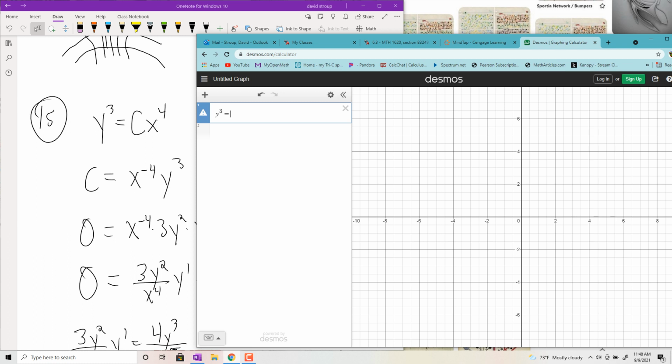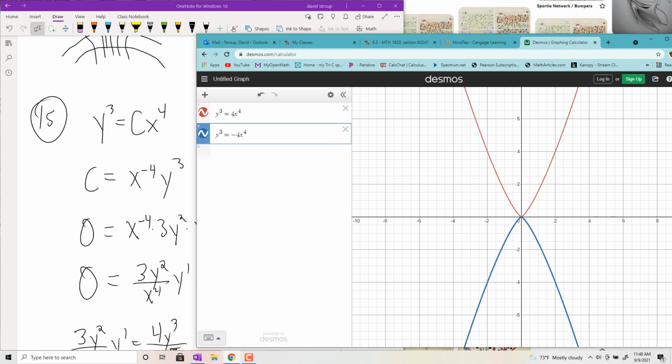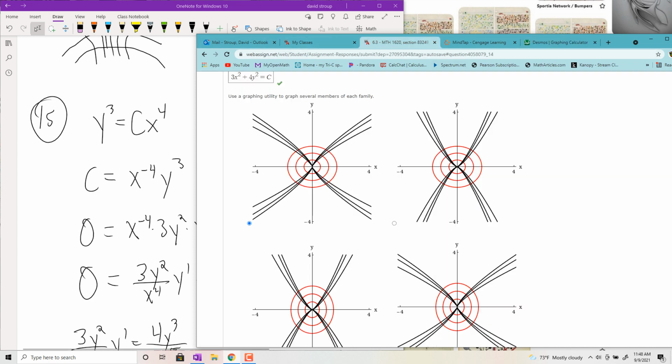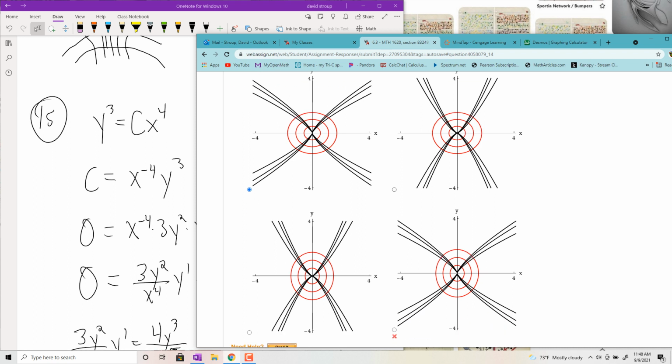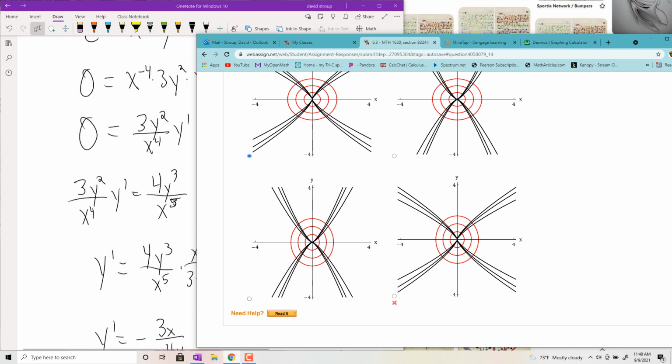So 4x to the fourth, and then you can just copy and paste it here. Maybe make that a negative 4. So it's going to be concave up on the top. So let's see if there's one that's concave up. It's this one or this one here. They both look exactly the same. So you could kind of tell by the circles which is which.